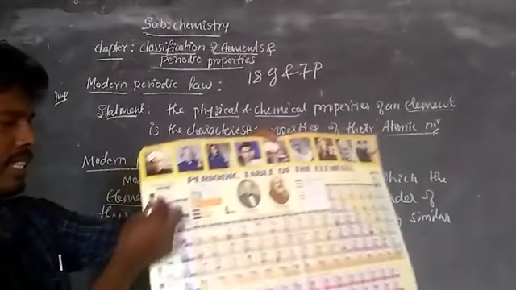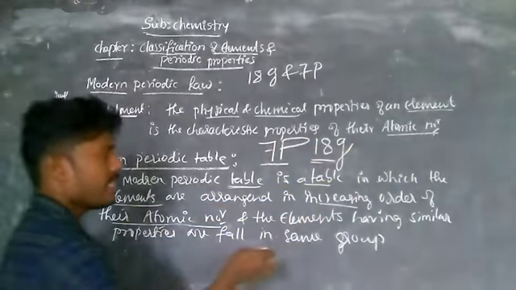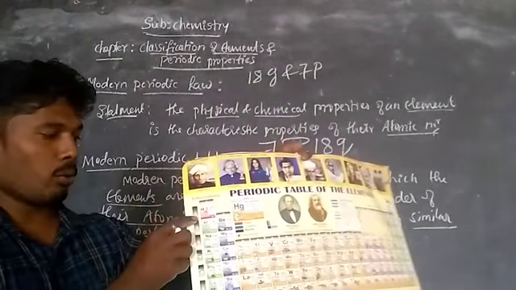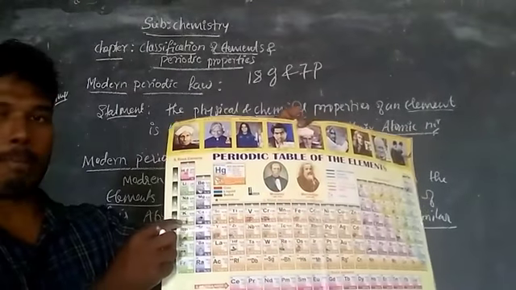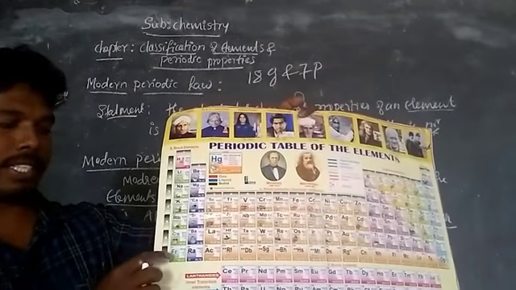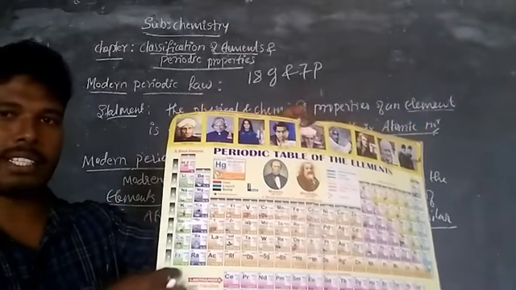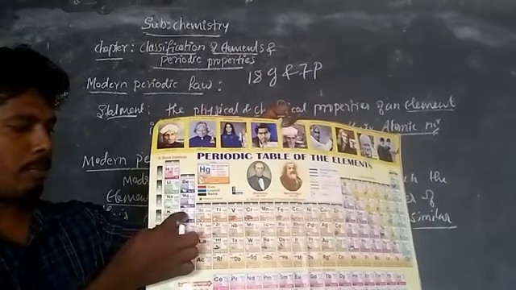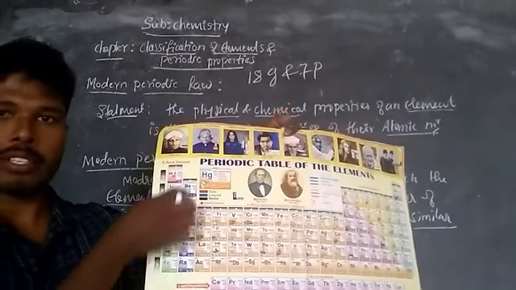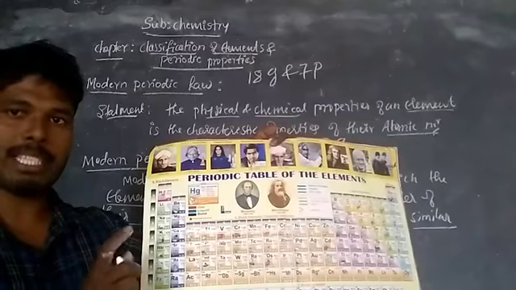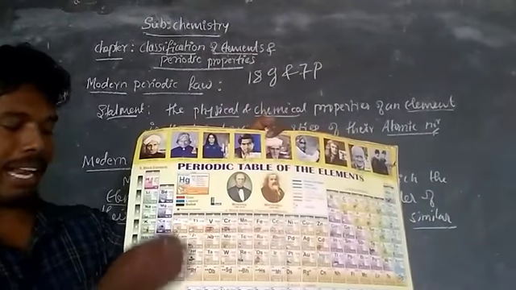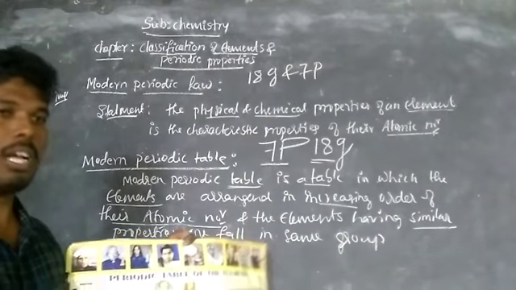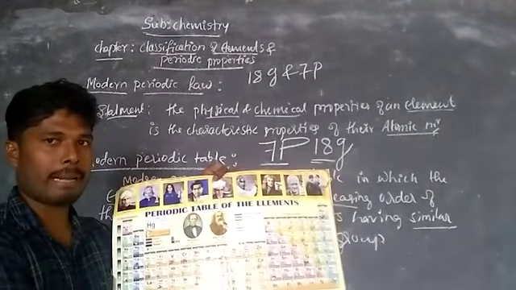So here the same group elements have similar properties. It means hydrogen, lithium, sodium, potassium, rubidium, cesium, francium: these elements have almost similar properties. Similarly, beryllium, magnesium, calcium, strontium, barium, radium: these elements also have the same, means similar, properties. And like that, each group's elements have similar or almost the same properties. Like that, we are arranging all these elements.